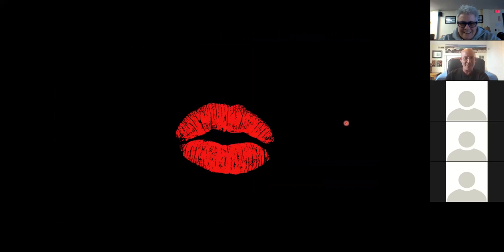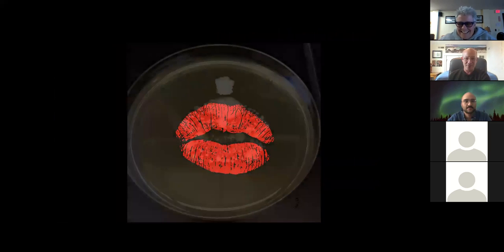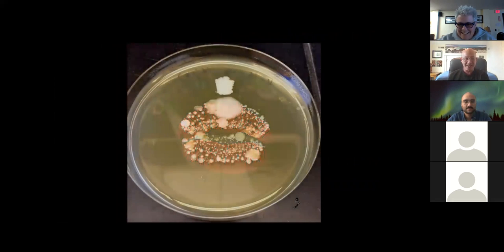And Maria and I did that one day. I asked Maria if she could go ahead and kiss an agar plate just so we could see the bacteria on her lips. And she did. It is estimated that about 50 million bacteria are exchanged in one single kiss. So this is another way of looking at a beautiful kiss.